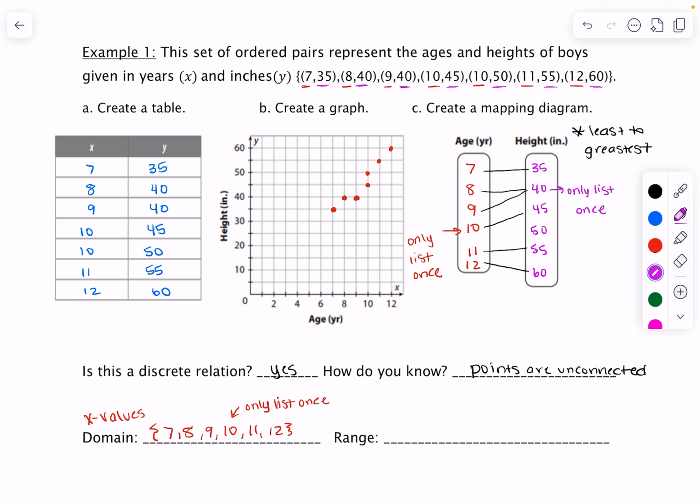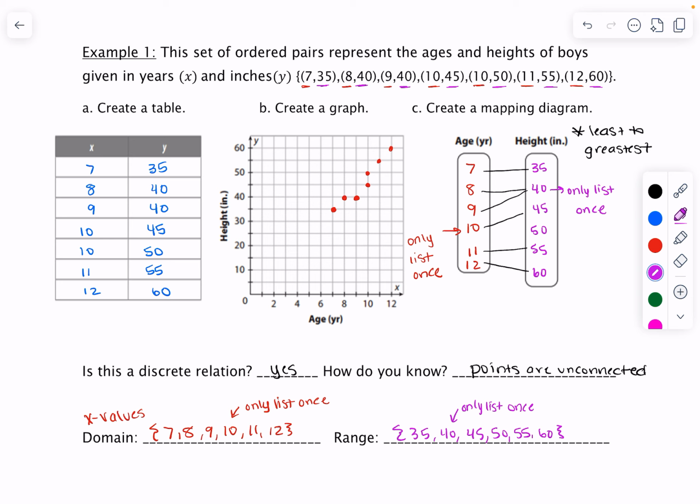And our range are all the y values. Use your set notation or curly bracket. 35, 40, 45, 50, 55, and 60. Notice again, I'm only listing that 40 once. I'm going to be looking for that when you do your practice and your mastery, okay?